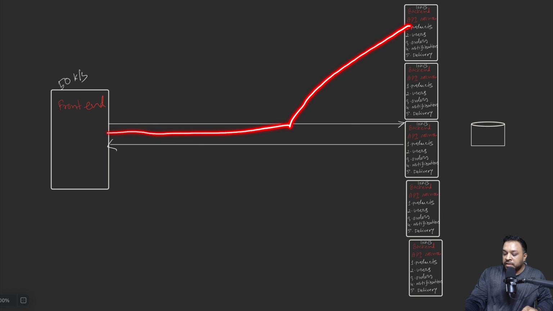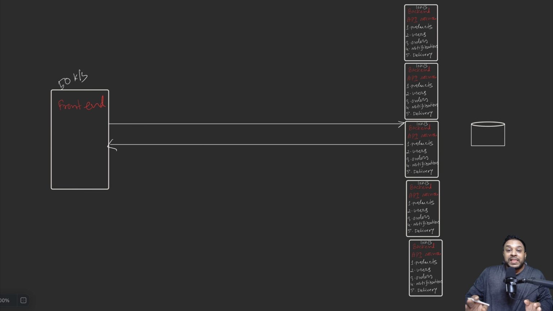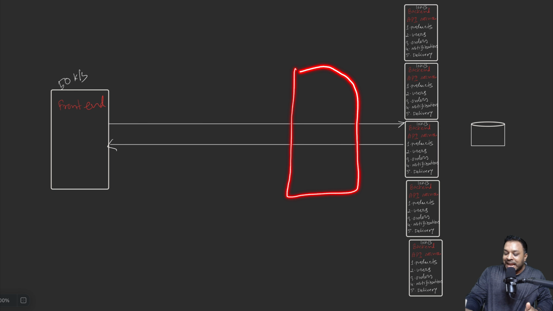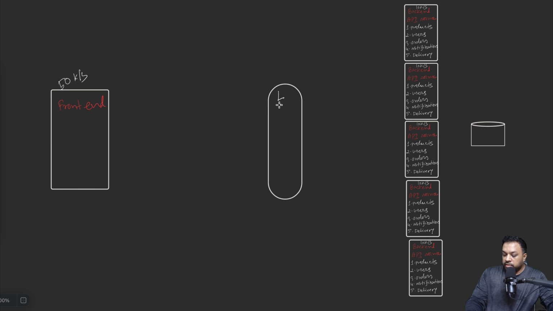Will it go to this server or this server or this server, or which server will it go to? Okay, for that decision, we need a load balancer in between that will basically distribute the requests among the servers. So let's introduce a load balancer in our system design. So this is our load balancer.